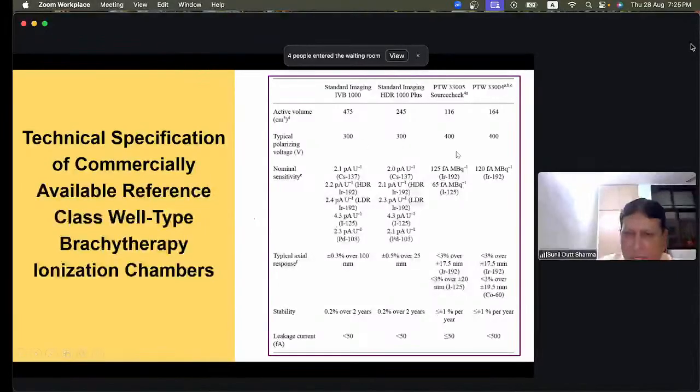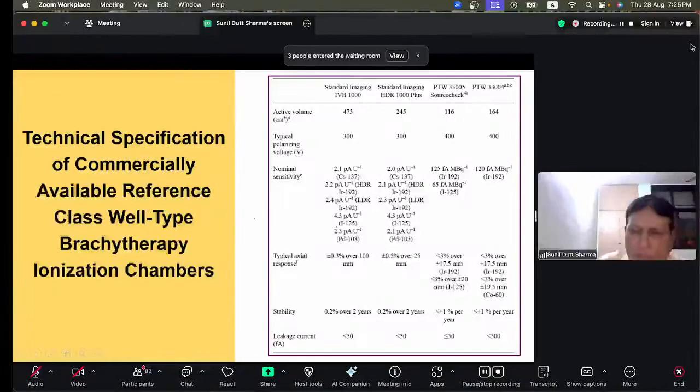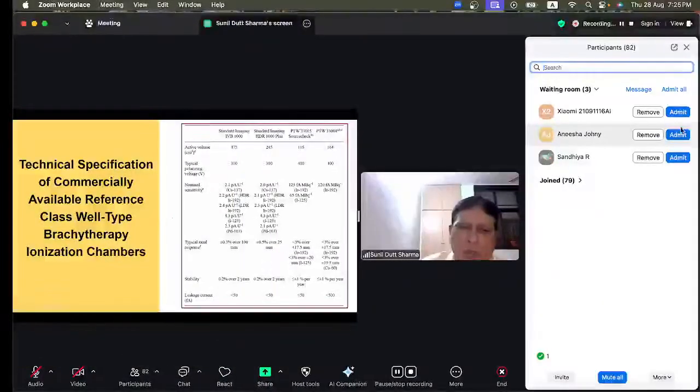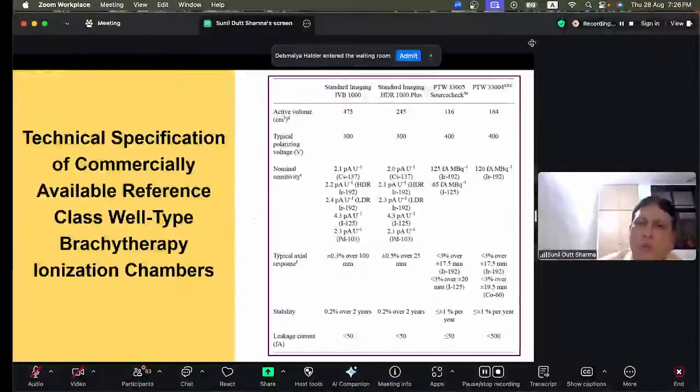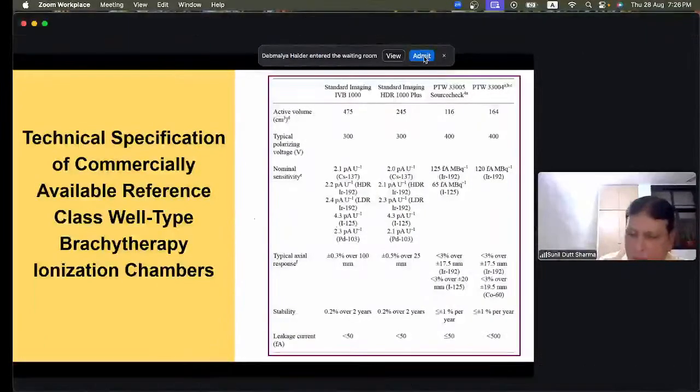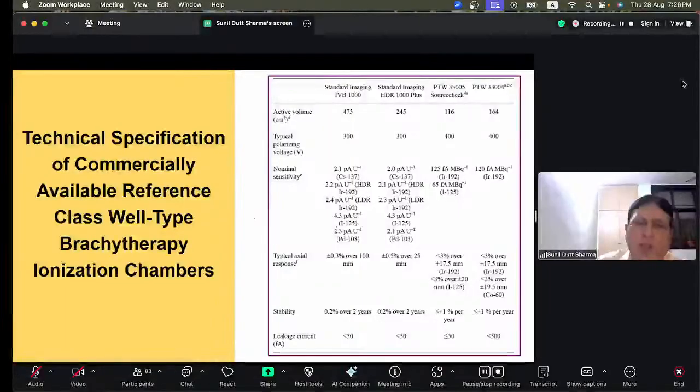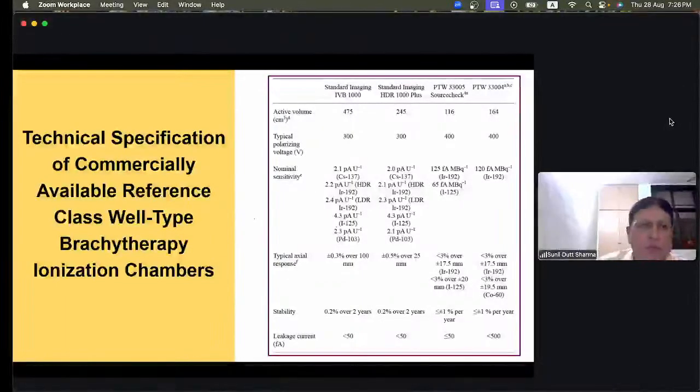There are some minor variations here or there, but these four chambers can be classified as reference class bell type ionization chambers, and they can be used for measurement and calibration of brachytherapy sources, whether SDR source or intravascular source, or even low energy, low activity sources, which are used for interstitial brachytherapy.